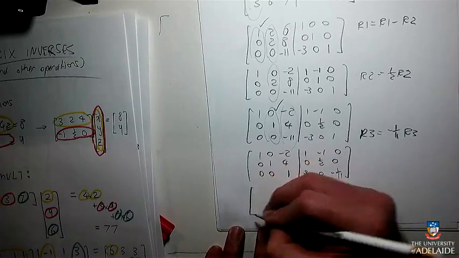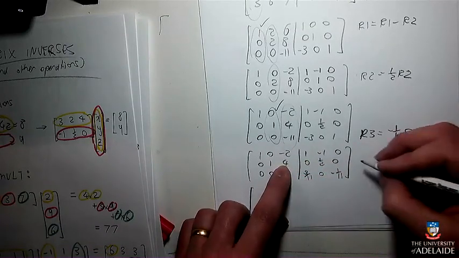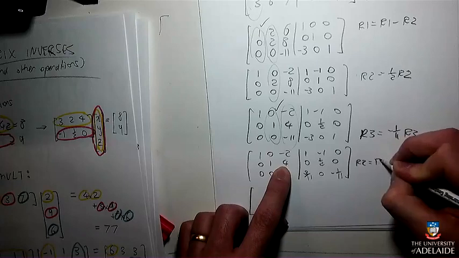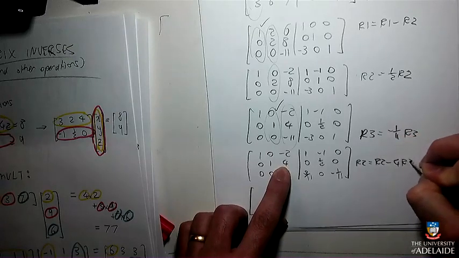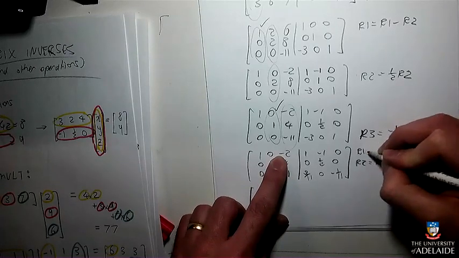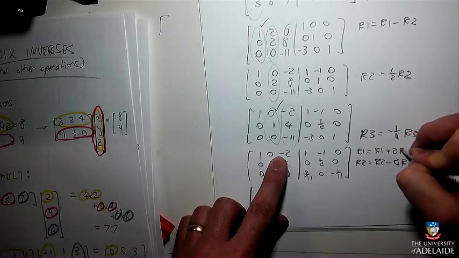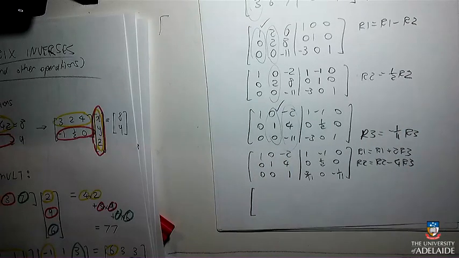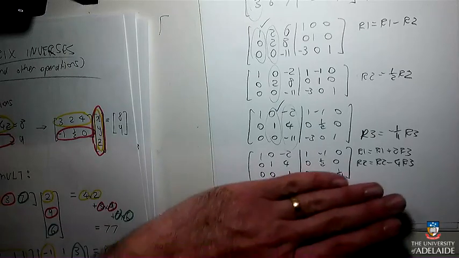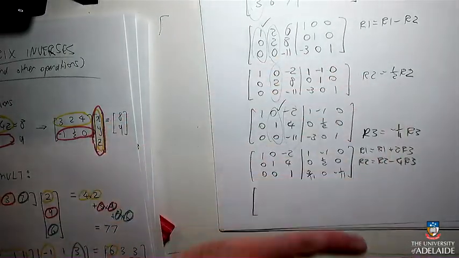Okay. So now I want a 0 here. So row 2 can be row 2 minus 4 of row 3. And I want a 0 here, so row 1 can be row 1 plus 2 of row 3. This is the only situation where you can do two row operations at once: the situation where you're using one row to affect both the other rows.